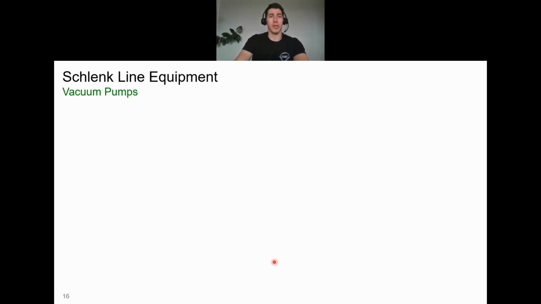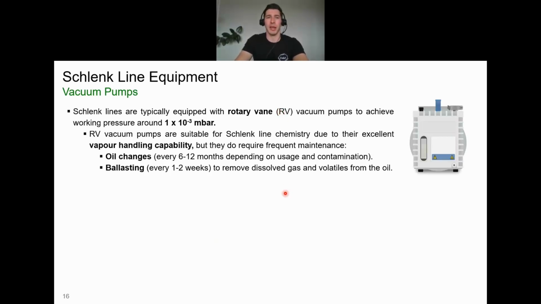The other piece of equipment that, of course, I want to talk to you about is vacuum pumps. I've mentioned various aspects of these throughout the presentation today. Most Schlenk lines are equipped with rotary vane pumps, and a good rotary vane pump will get down to 1 × 10⁻³ millibar. They're suitable for Schlenk line chemistry because they have excellent vapor handling capability.